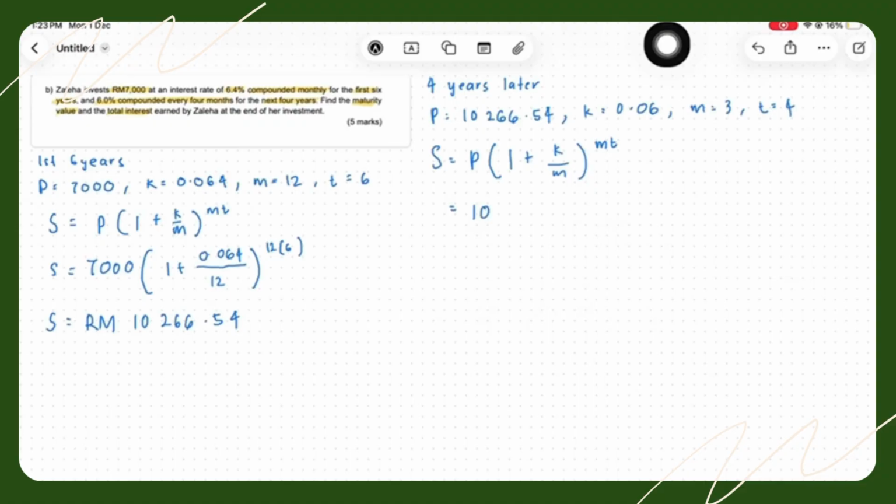And for 4 years later, we use the same formula. But for P, we use the amount that we got from the first 6 years earlier. Then we solve to get the maturity value and we label it as S2.